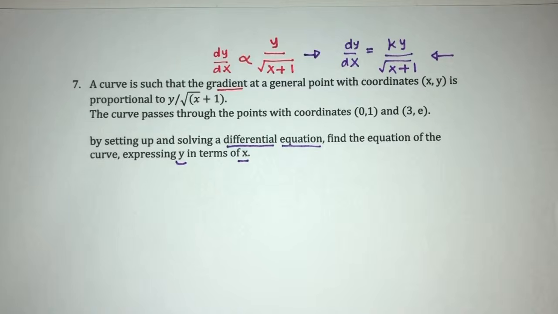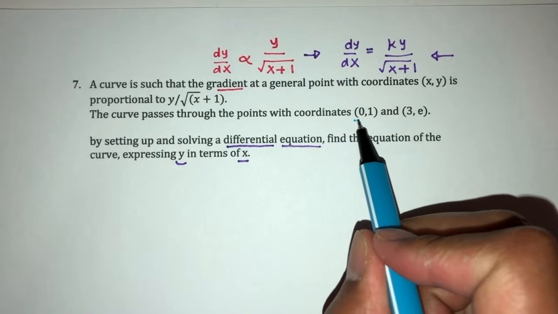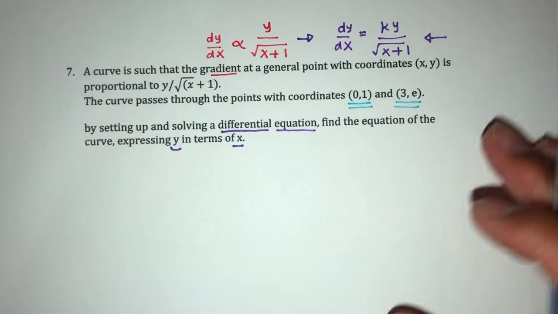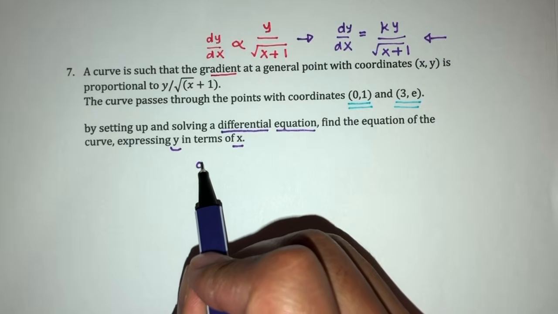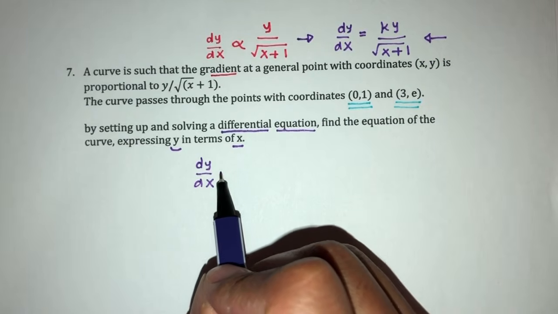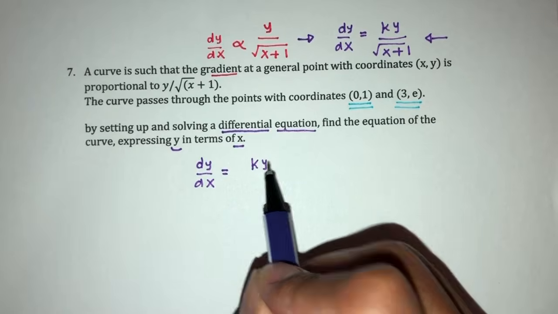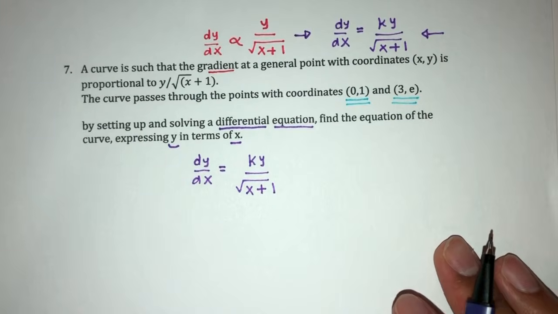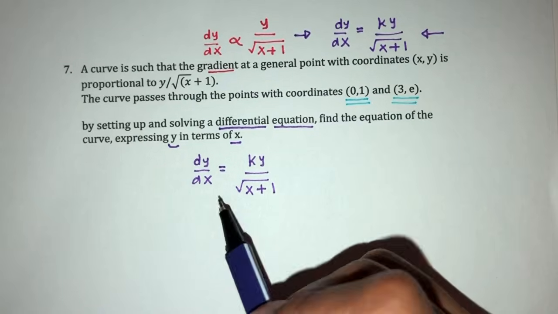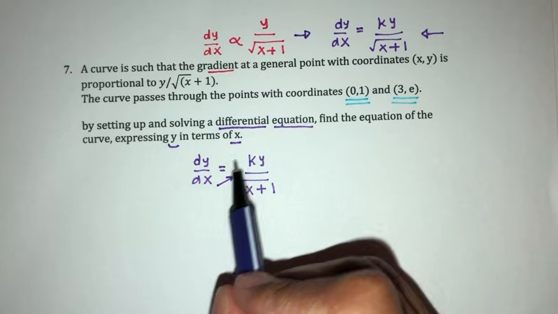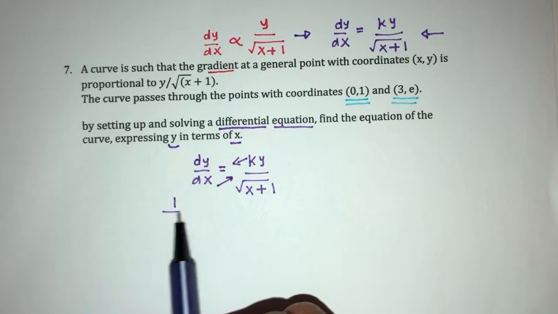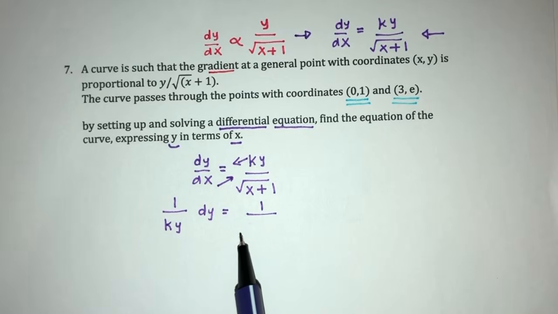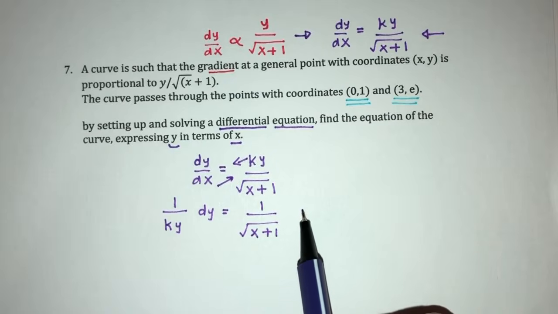And of course, we also have to look out for this information that we have 2 passing points that we can use to find that. So one by one. From the question, we have derived this: dy by dx is equal to k y over the value of root x plus 1. Now, we have to set up the equation. So first, let's send this over here, and send this down here. You will have 1 over ky dy is equal to 1 over root of x plus 1 dx.